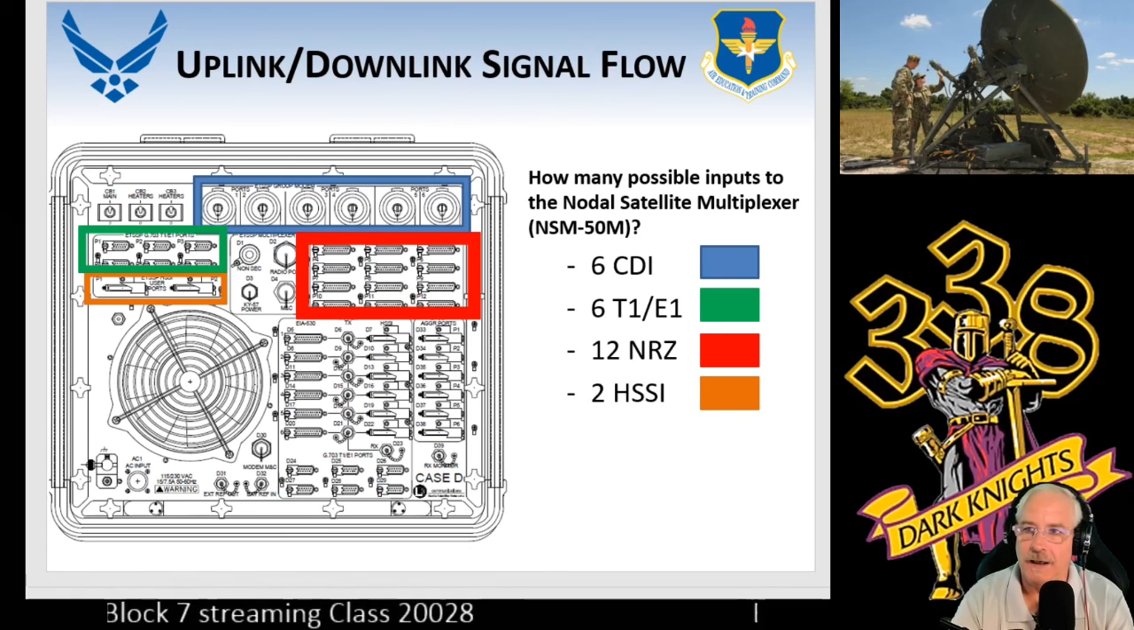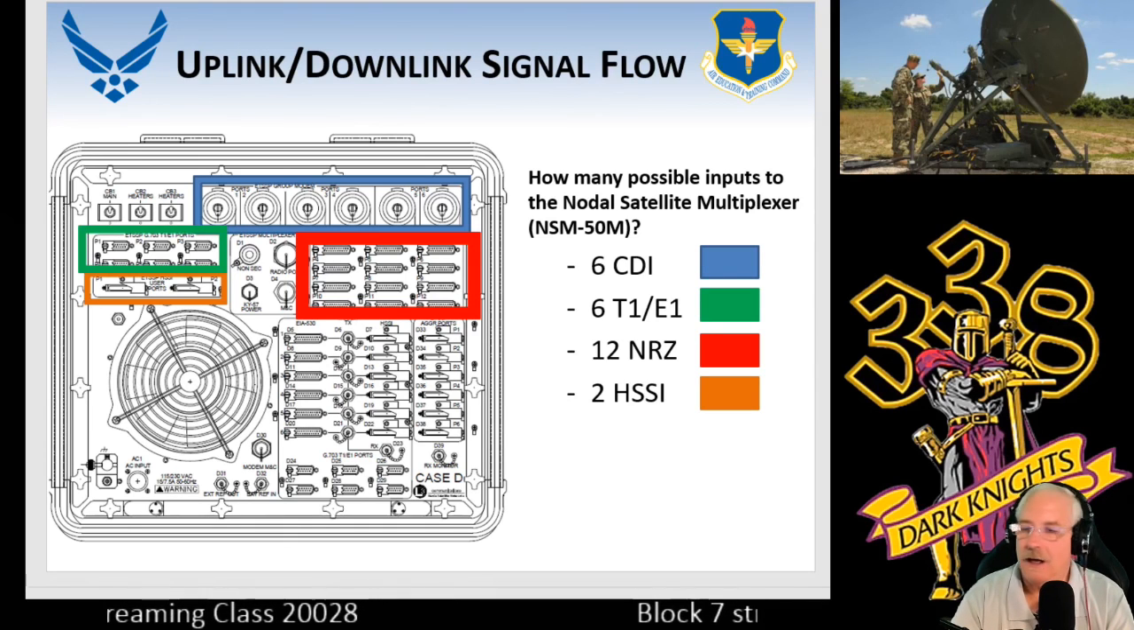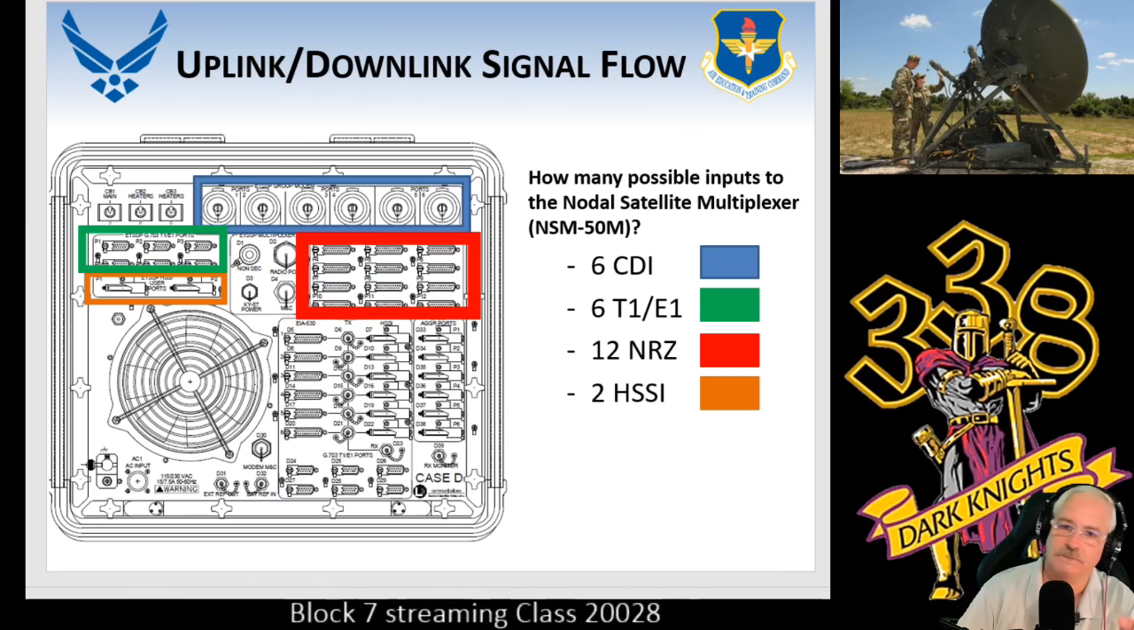Now from what I understand, looking at the TO, no one can actually say definitively that you cannot mix and match with these, but you can mix and match once it gets to the multiplexer. So you can either run NRZ, or you can run CDI, or you can run T1E1, or you can run the two hissies. So just to give you an idea on it.